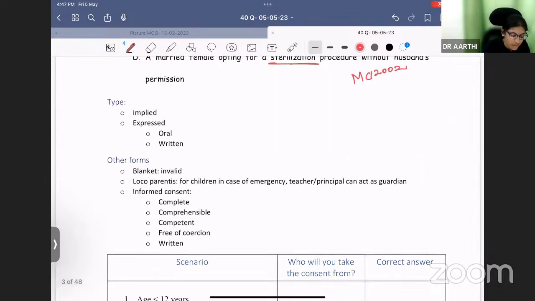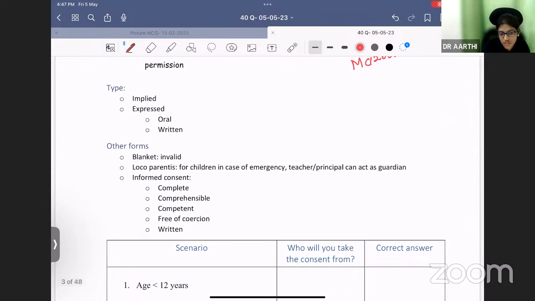Okay, so you have consent. Let's know the words in consent. There's implied consent, which means the patient comes to the doctor and tells of abdominal pain. The doctor says, go and lie down, and then examines the abdomen. That is implied consent.